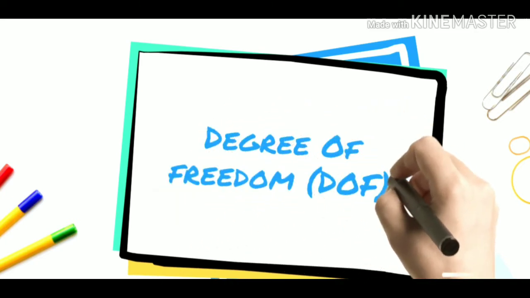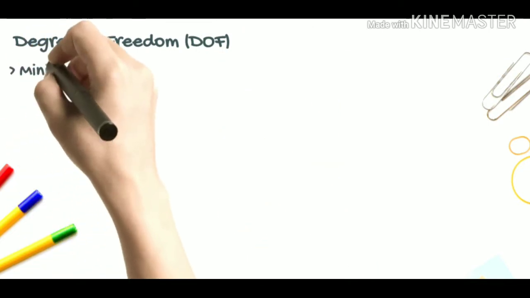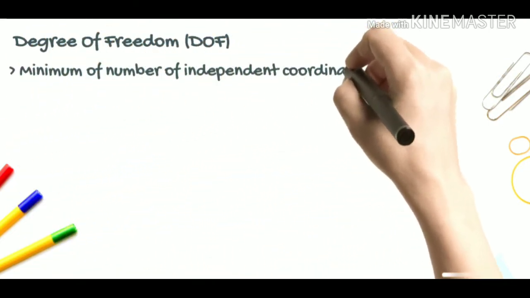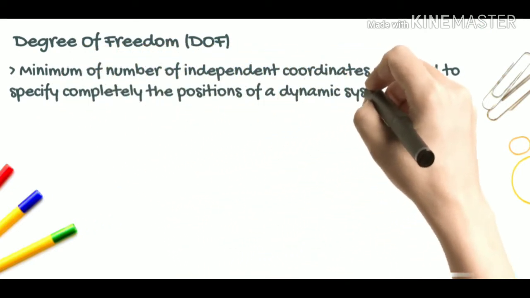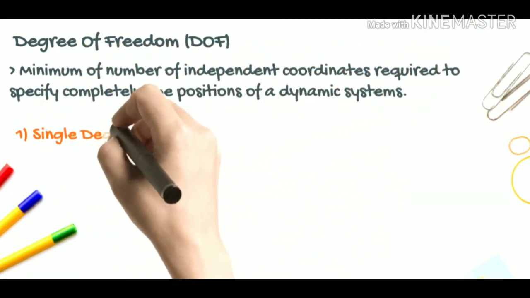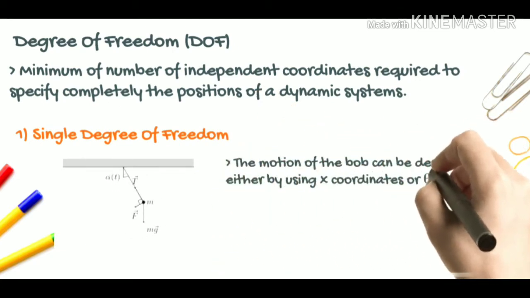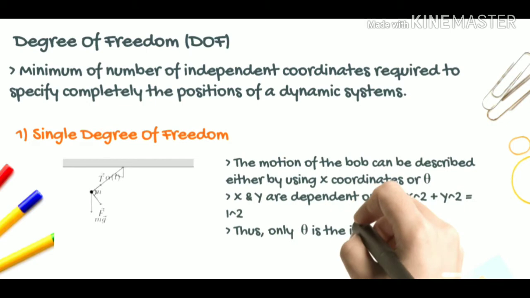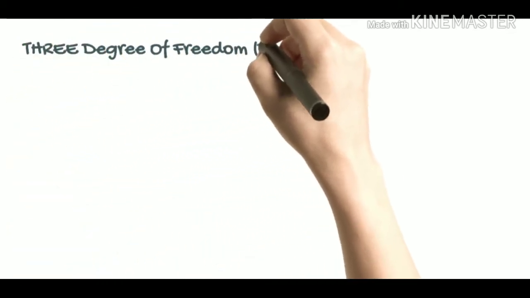Degree of freedom, or DOF. Degree of freedom is the minimum number of independent coordinates required to specify completely the position of a dynamic system. Single degree of freedom is one displacement movement of a system. Then the other one is multiple degrees of freedom, which consists of more than one displacement movement.